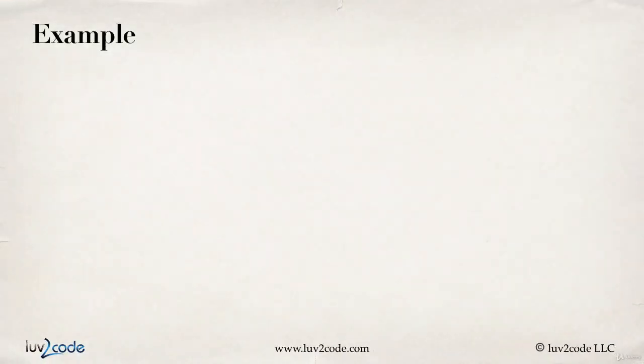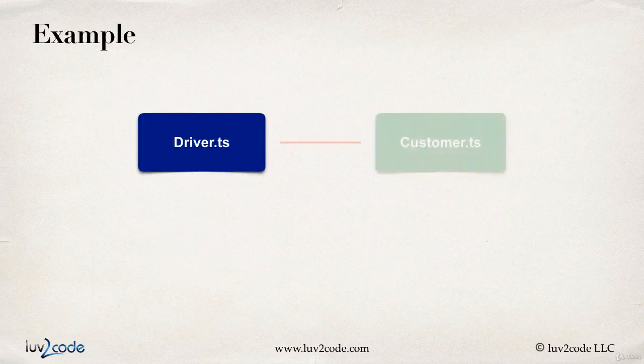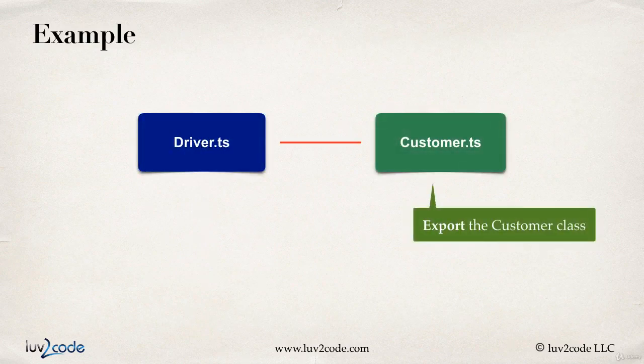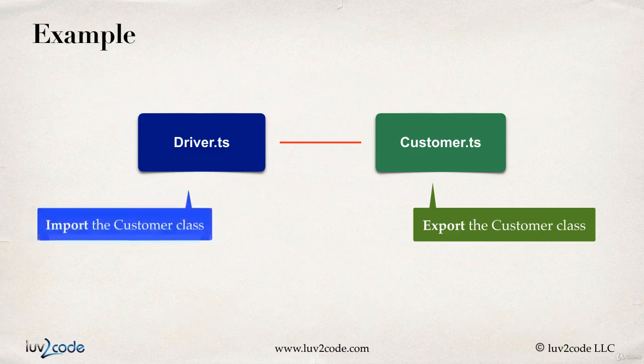All right, so let's work through this with an example. We'll have this driver file, and we want to make use of this customer file. So this customer.ts is going to export the customer class, and then the driver is going to import the customer class from that file.